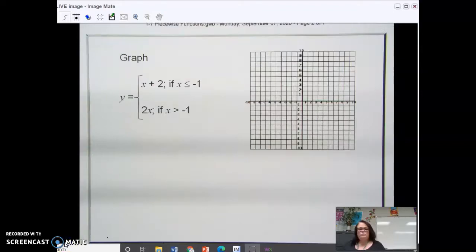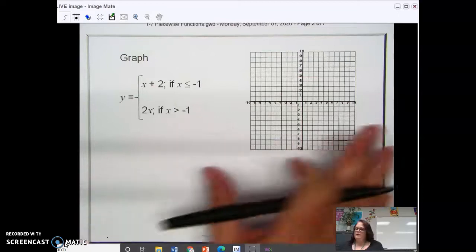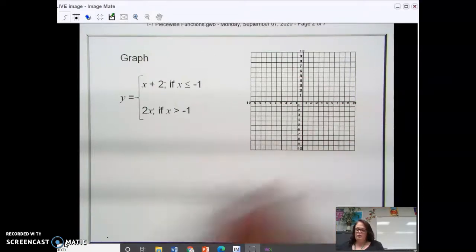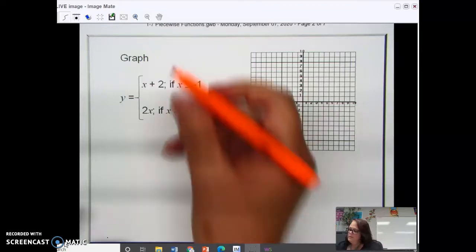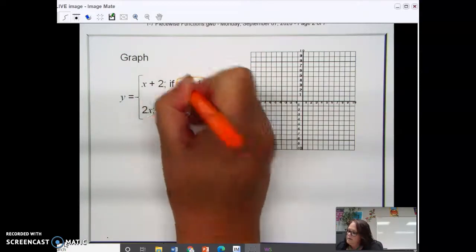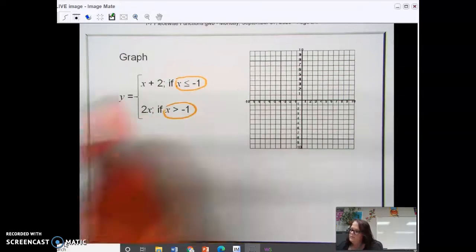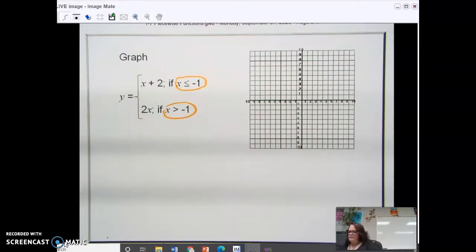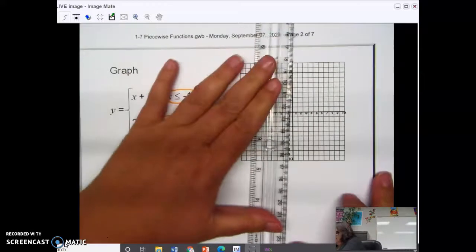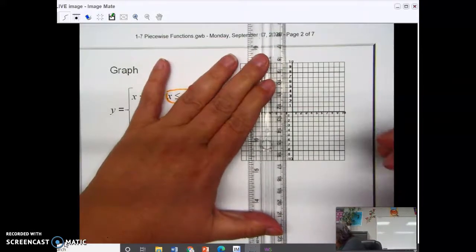Okay, so now we're going to try one the other way around, where they give us the equations and they want us to graph. So the first thing I want to talk about is, where does this graph split? Does everybody see we have a split right here at x is equal to -1? So I'm going to draw in a dashed line at x equal to -1.